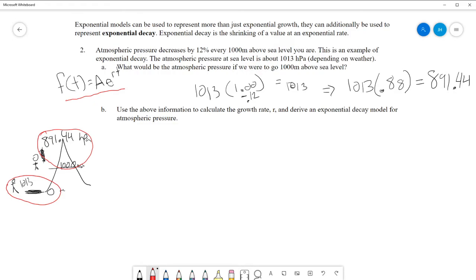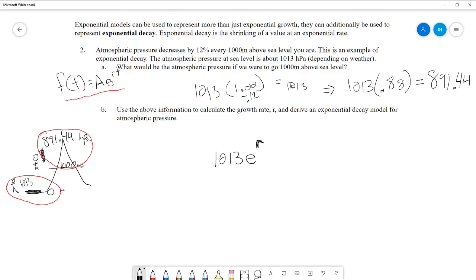So in our growth formula, we have f of t equals a e to the rt. A here is always your starting value. The atmospheric pressure that we started with was 1013, so we're going to have that as our start. So we have 1013 times e, which is just a number, to the power of r. We don't know what the rate r is, so let's leave that as the variable.